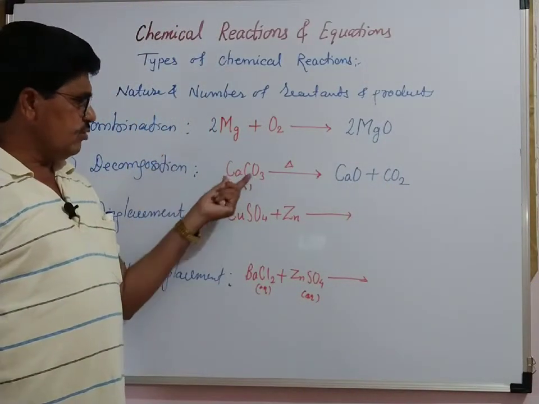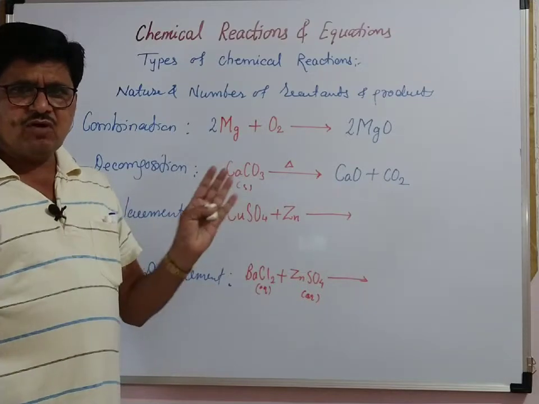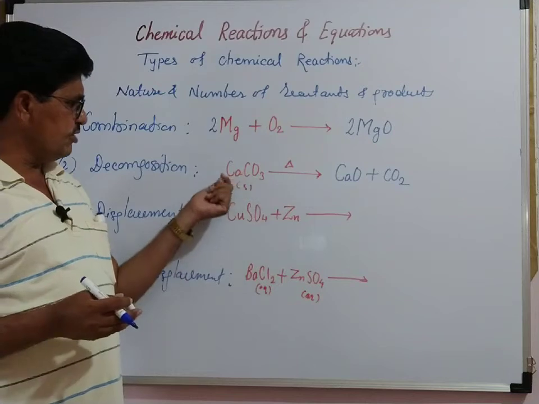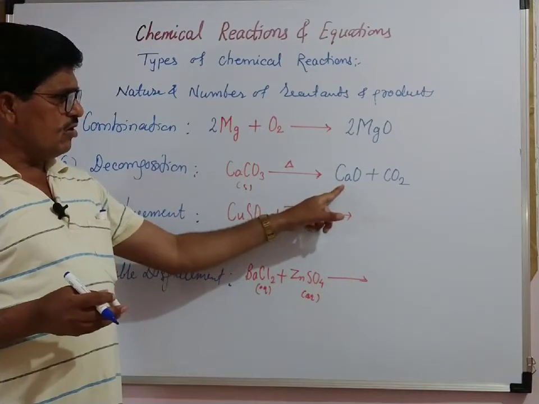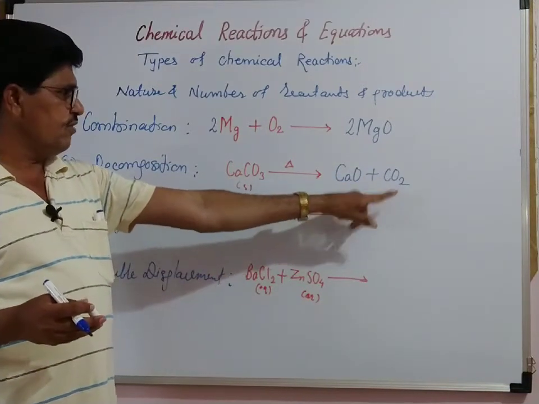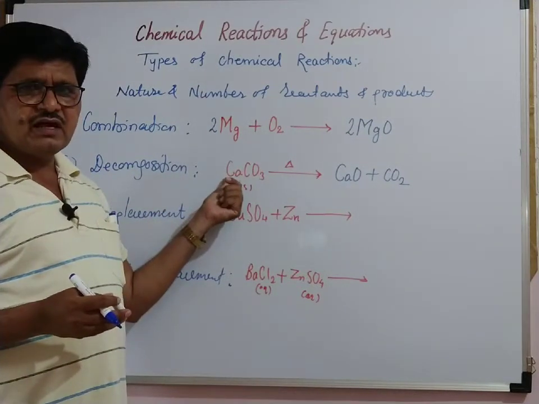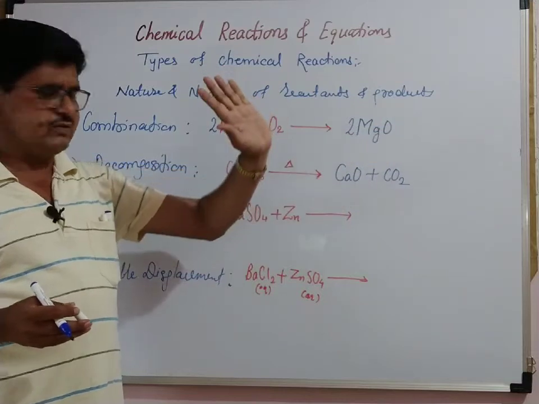When we provide the heat to the calcium carbonate, there is the breaking of the bond between the calcium and carbonate, and there is the formation of calcium oxide and carbon dioxide. That means in it only a single reactant is split up into two or more substances.